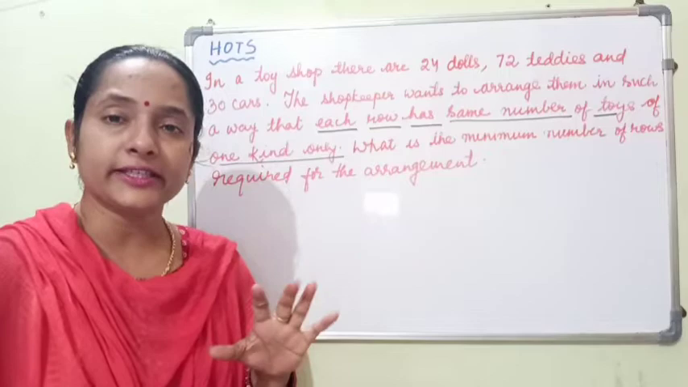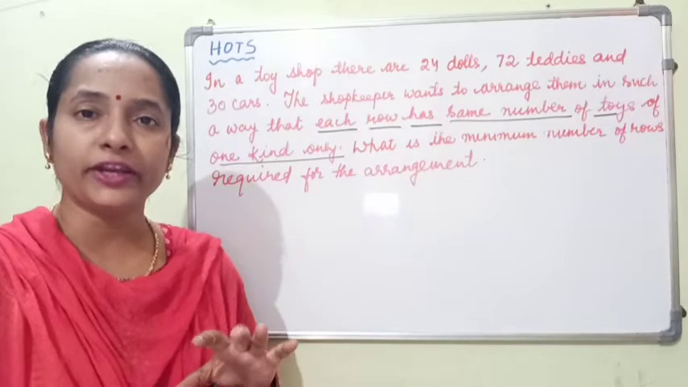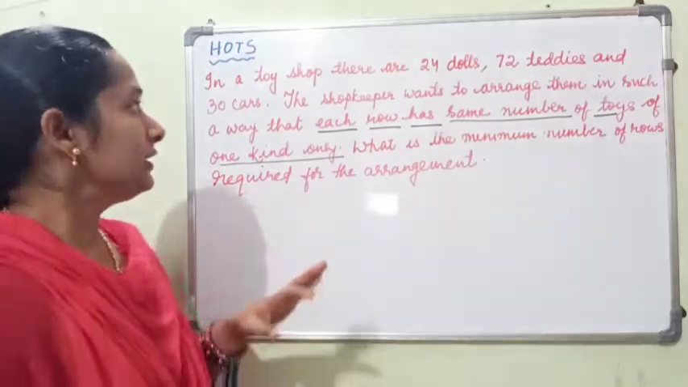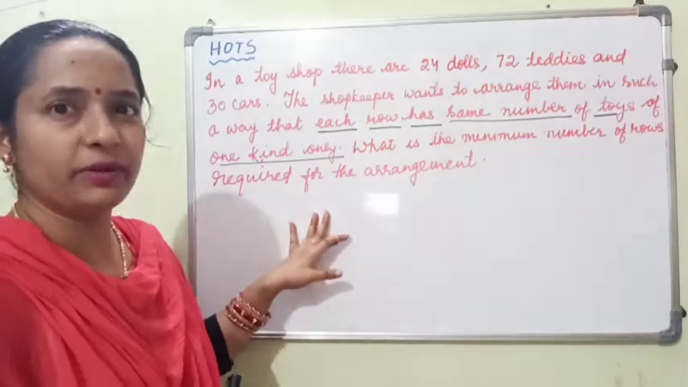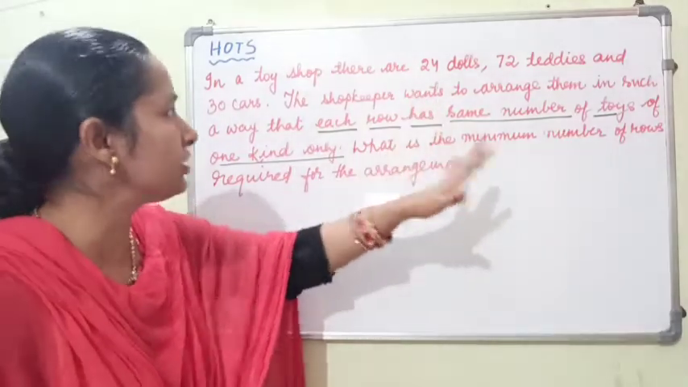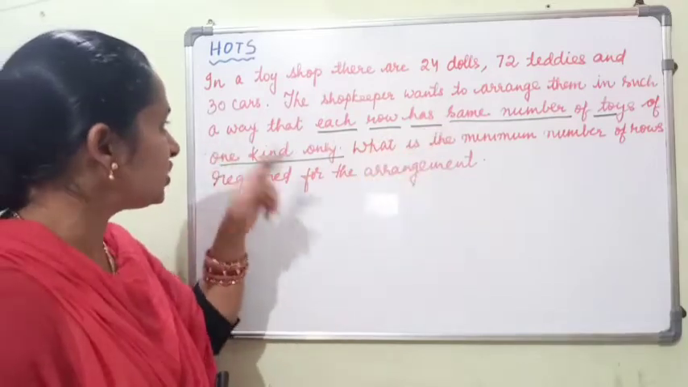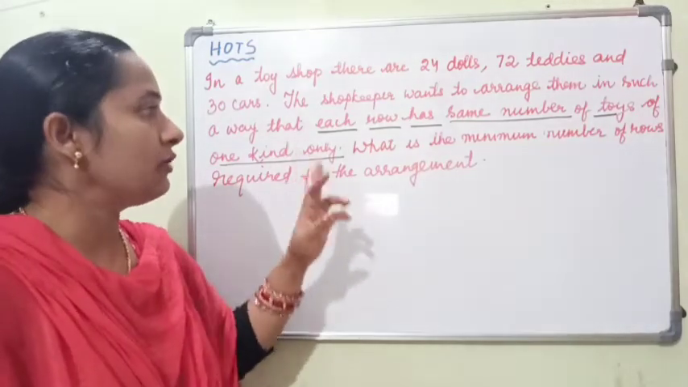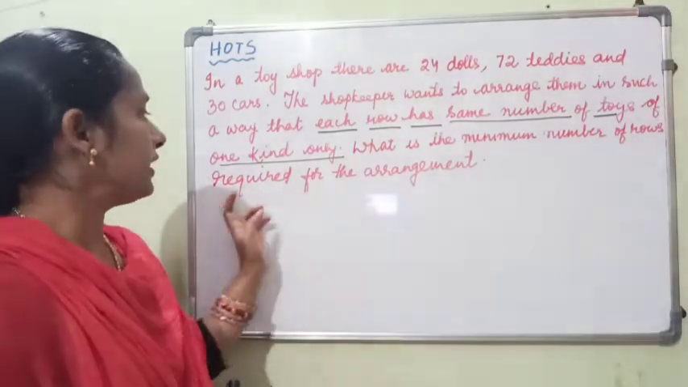Children, now let us understand the question given in HOTS. In HOTS you are given a very tricky question where you may confuse yourself, but nothing to worry. Let us discuss the question first, then everything will be alright and very easy to understand. Here in a toy shop there are 24 dolls, 72 teddies and 30 cars. Now the shopkeeper wants to arrange them in such a way that each row has the same number of toys of the same kind. Now what is the minimum number of rows required for the arrangement?